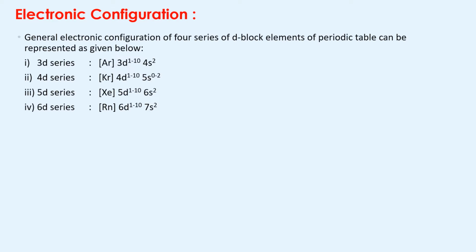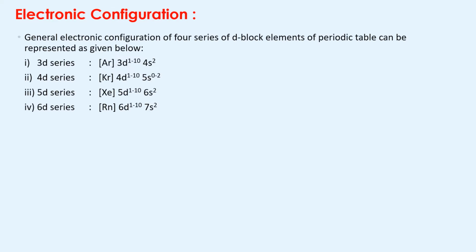Then for the 4d series, you take the inert gas krypton, and then you write 4d 1 to 10 and 5s 0 to 2. Similarly for the 5d series, you write xenon as your inert gas, then write 5d 1 to 10 and 6s2. Next is your 6d series, where radon is your inert gas, and you enter 6d 1 to 10 and 7s2.